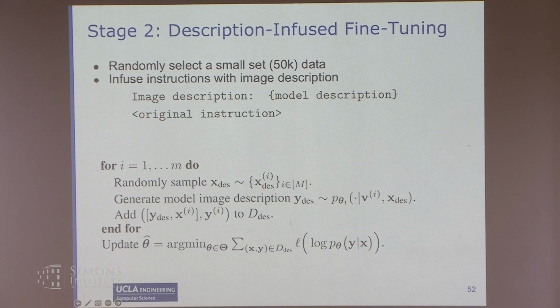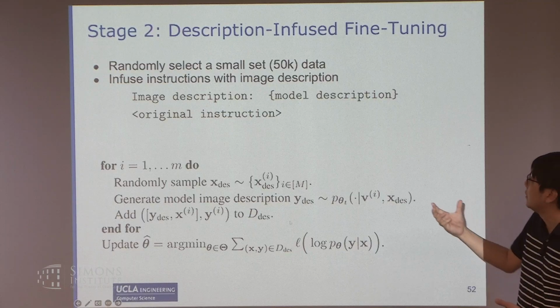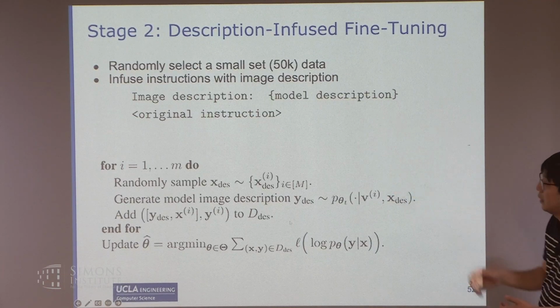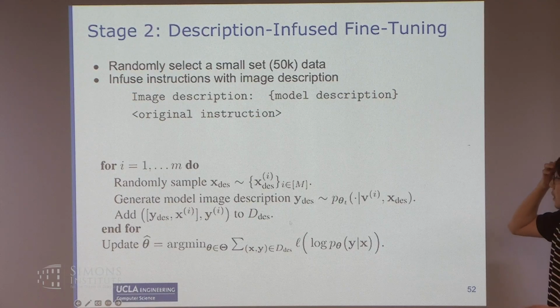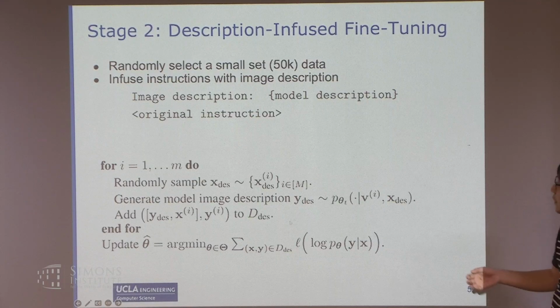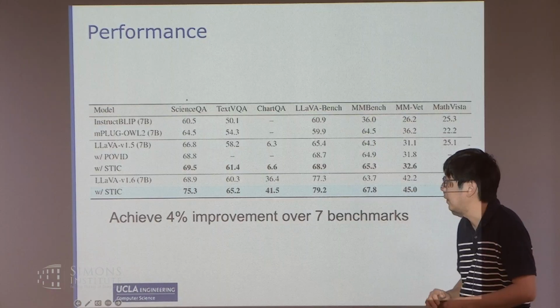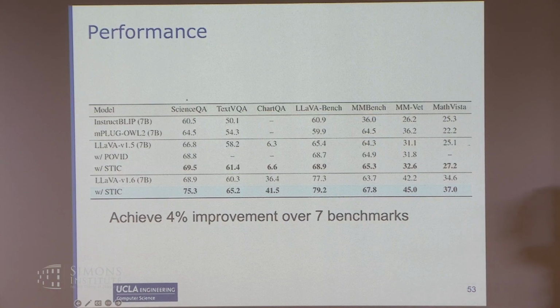And the second step is relatively easy. You basically just need to augment your prompt with those image descriptions. And so then the model would train to solve the problem with the image description. And in that way, the model can learn to use those detailed descriptions to solve the problem. And by doing that, we find that we can improve most of the models by 4 to 5% over several different benchmarks.